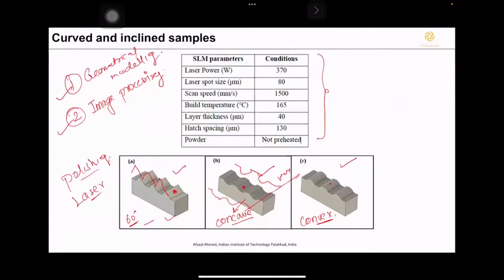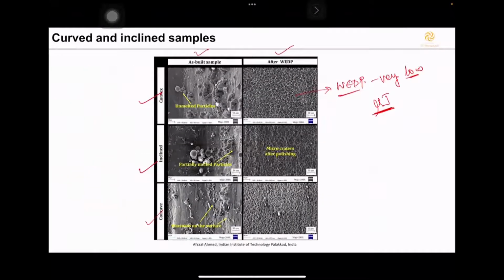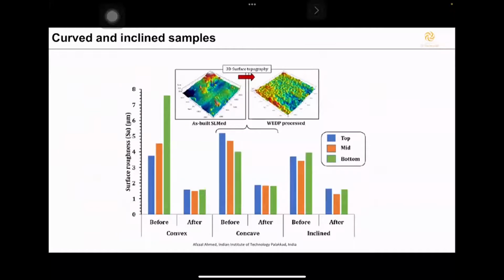The wire is sensing the irregularity based on the distance between the job and the wire, and it is removing unnecessary peaks, including these balling defects and other irregularities on the surface. You could see that in all three cases, concave, convex, and inclined, we have got a very smooth surface. This is the comparison of roughness. Here we have shown the topography for the inclined surface, but in this bar chart you can see that in the convex, concave, and inclined surfaces, the roughness has been reduced drastically from the parent roughness of the surface.